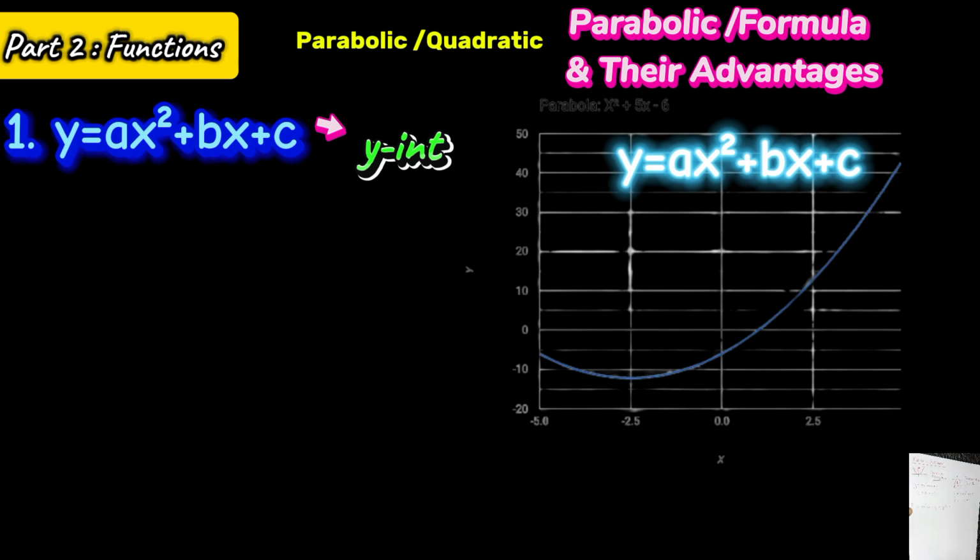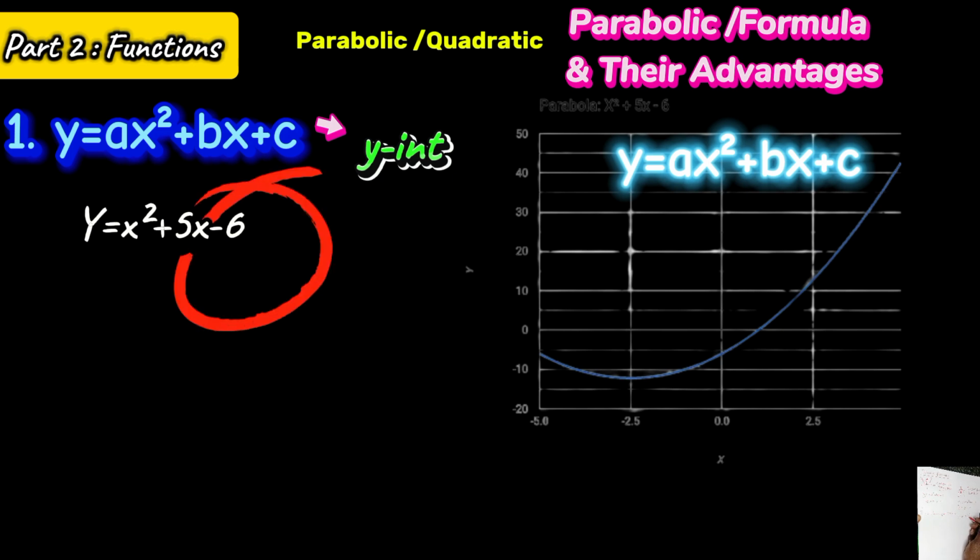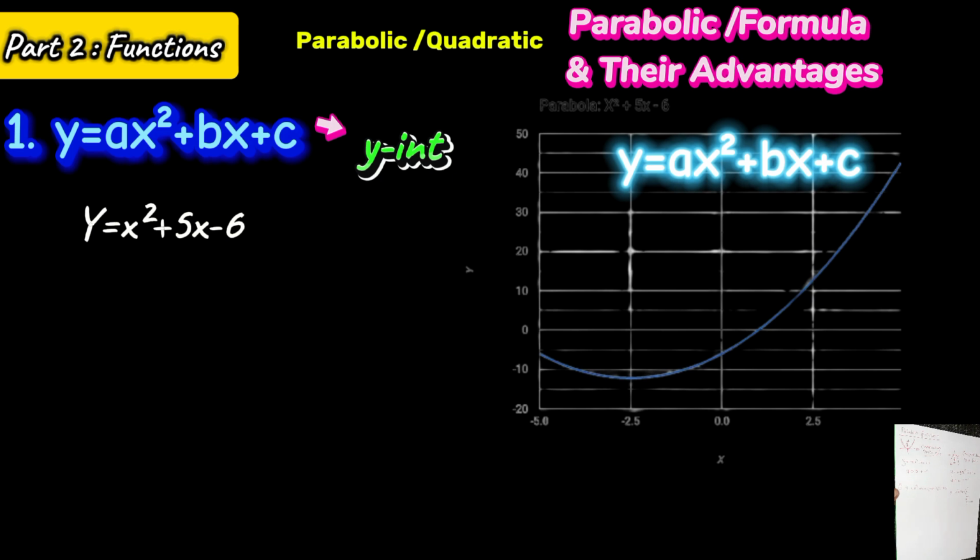So if you were to find your c, the first thing you should know is that your c is your y-intercept. Or if you were given a formula, y is equal to x squared plus 5x minus 6, we already know that this minus 6 is our c and is our y-intercept. I hope you get that. And of course, this is the most appropriate one to use in most cases.